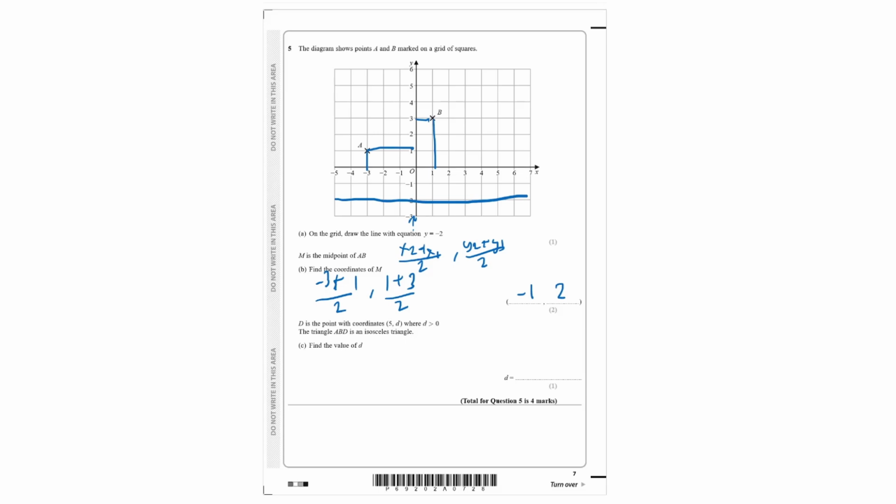D is a point with coordinates (5, d) where d is greater than 0. The triangle ABD is an isosceles triangle. Find the value of d. So, an isosceles triangle has 2 equal sides. Note that the x-coordinate is given as 5 and d is greater than 0. So that means D is somewhere along this line. And since these two sides have to be equal, that means side AB has to be equal to side BD, which means that d is 1.